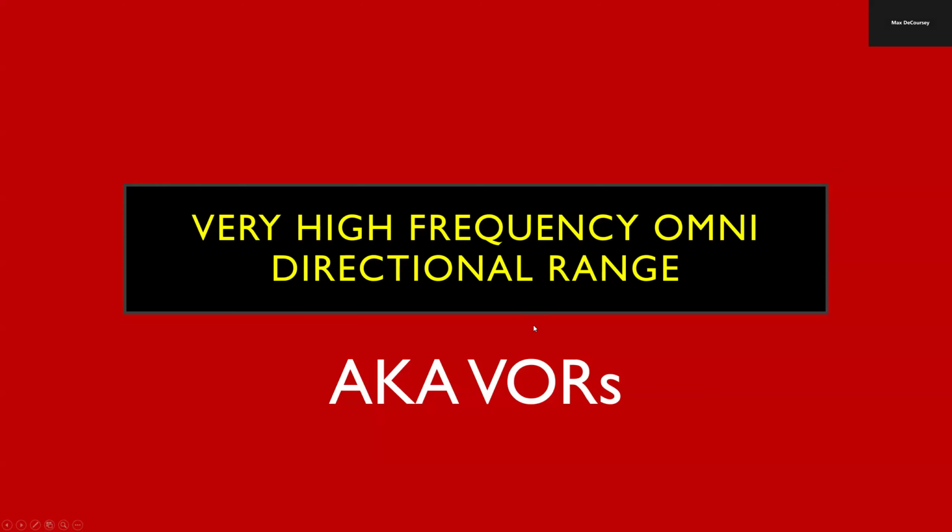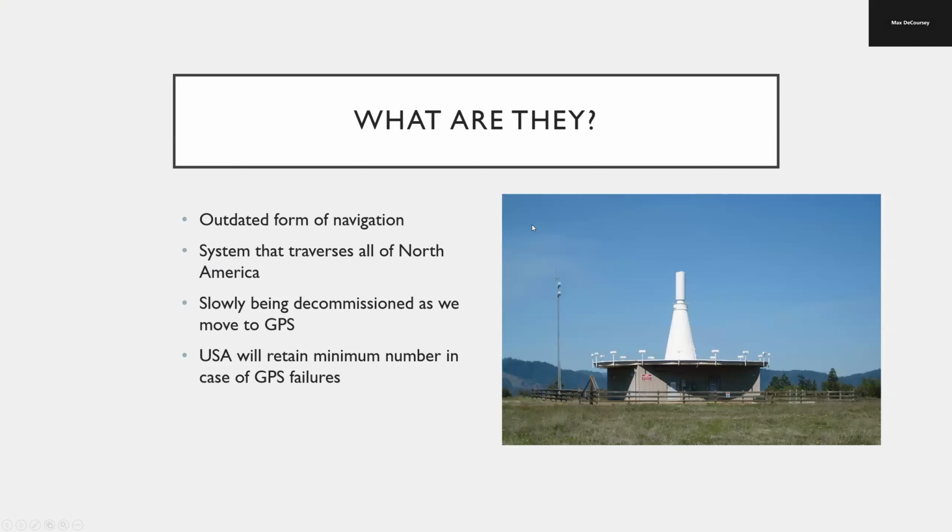Okay, VORs. So VORs are hard to teach over the computer. So I'm going to have you watch a video. I'm going to send you a link to a video that's going to teach you how to read these, and then we'll work on it together in person. But what VORs are, they're at this point an outdated form of navigation. They're a system that traverses all of North America and all of the world, really. They're slowly being decommissioned as we move to GPS, but they are retaining a minimum number of them in case GPS has a failure, right? So we can use these to get around.